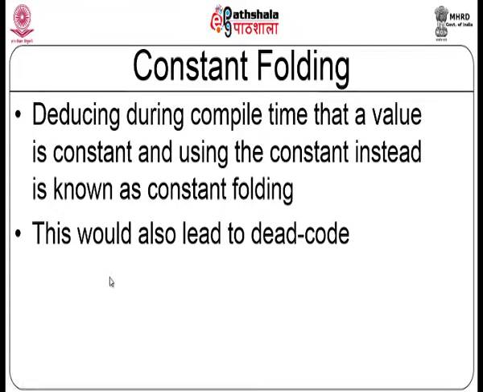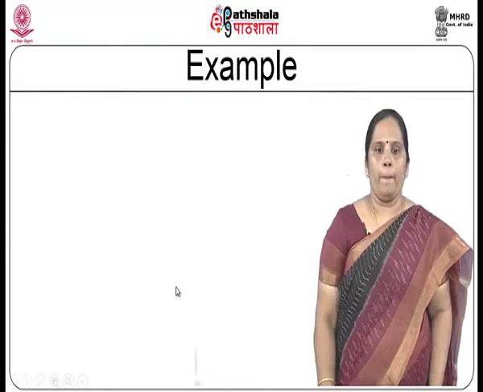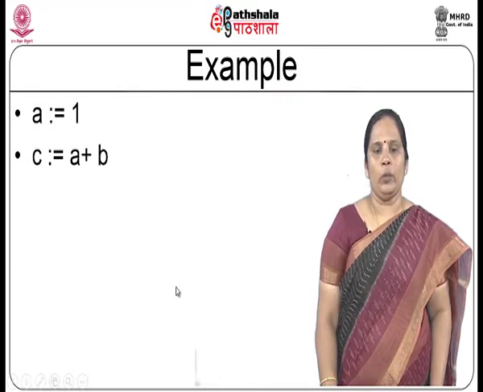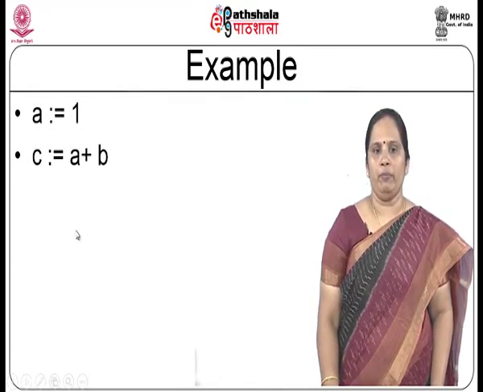In that case, we will again result in creating dead code because I no longer require the variable and its assignment to a constant. Therefore that is also going to result in dead code. So copy propagation elimination and constant folding elimination will result in dead code. An example is A is equal to 1 and C is equal to A plus B, say.